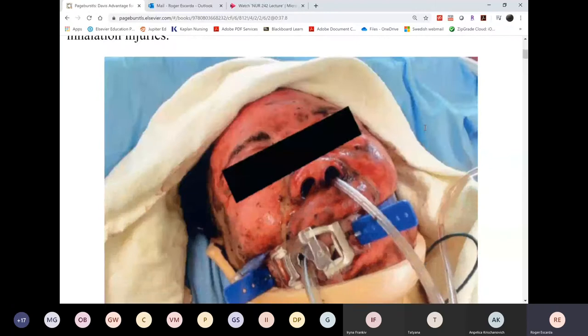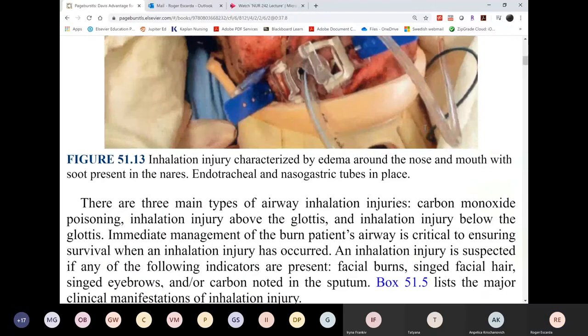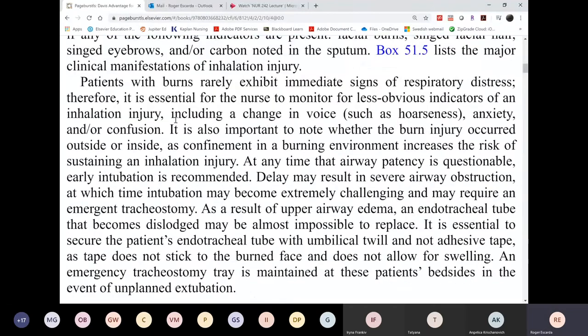So besides the x-ray, right here. If the patient has inhalation injury, you'll see hoarseness, anxiety, confusion, plus of course the obvious signs that the patient has burnt facial hair, singed nasal hair, and facial burns, because of course you assume that the patient has inhalation injury if all of those are seen.